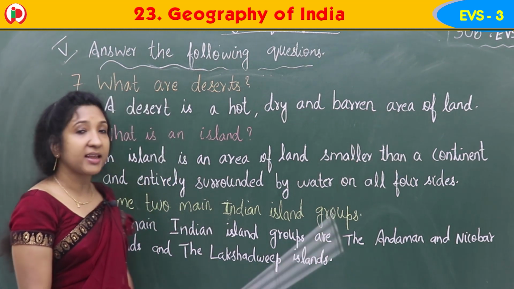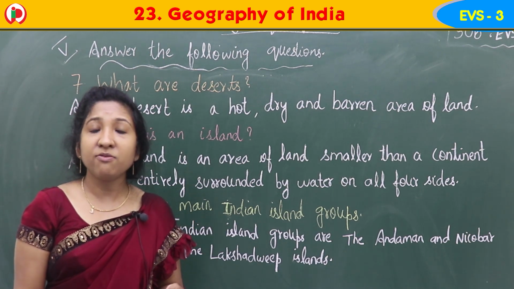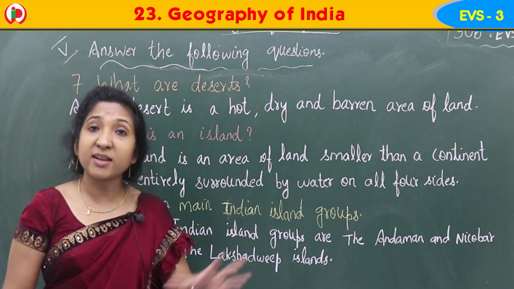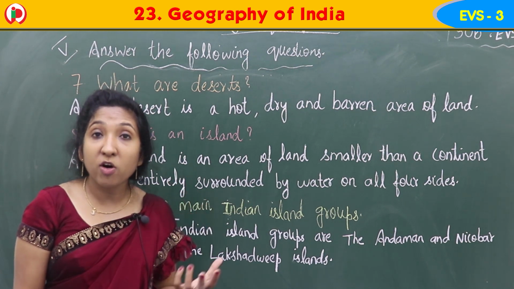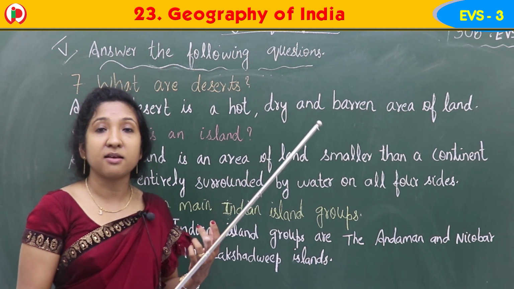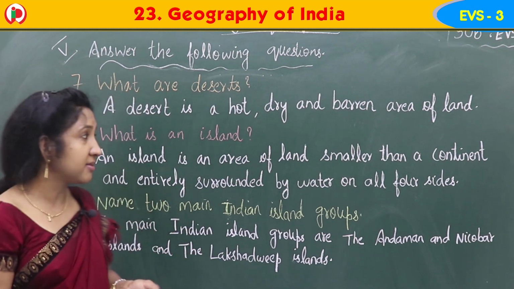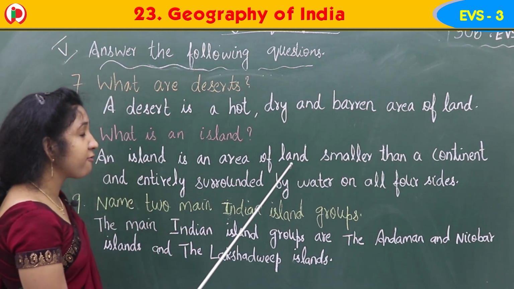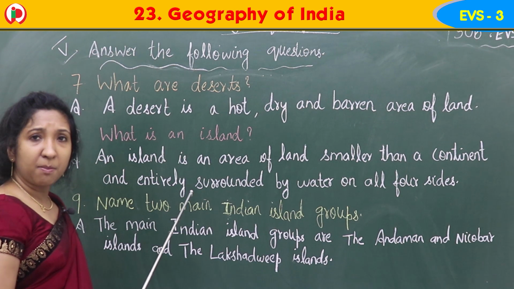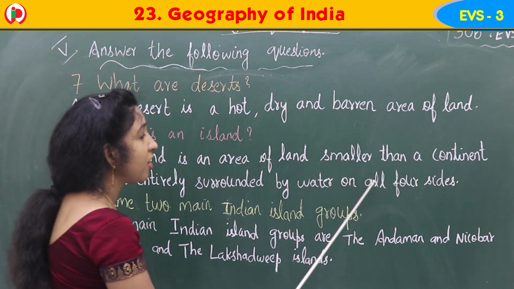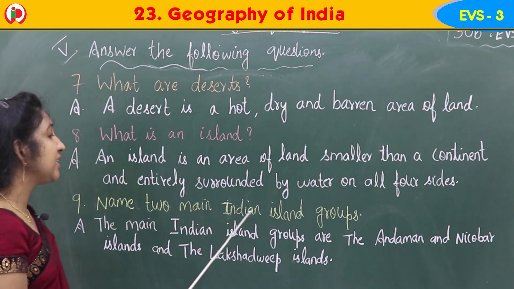Yes, what is an island? You learned about islands also. Yes, it is a small area of land, much smaller than continents, isn't it? Continents are large land masses, but an island is a small area of land surrounded by water on all 4 sides. We learned about 2 main islands also, Lakshadweep Islands, Andaman and Nicobar Islands. Yes, an island is an area of land smaller than a continent and entirely, meaning completely, surrounded by water on all 4 sides. Now next, the last question, name 2 main Indian island groups.